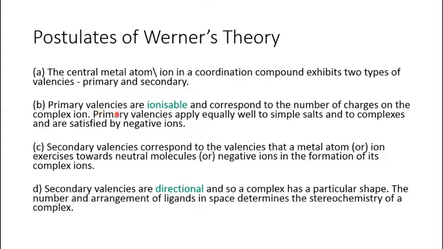Primary valencies are those that are ionizable and correspond to the number of charges on the complex ion. It just means that primary valency is nothing but the oxidation state of the metal. Then secondary valences correspond to the valencies that a metal atom or ion exercises towards the neutral molecules or the negative ions in the formation of its complex ions. Secondary valency, in other words, is nothing but coordination number.